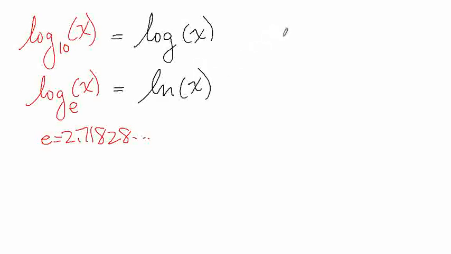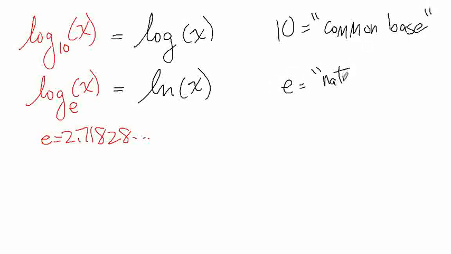Okay? Now, 10 is called the common base because it's so common, and e is called the natural base. In various applications, it's the natural choice to use. Okay, that's why the abbreviation is ln. The n refers to natural, as in natural log.